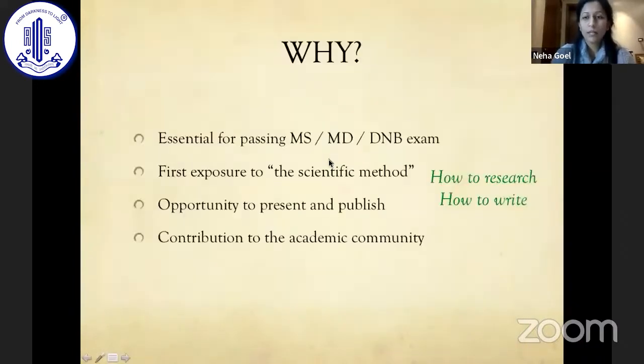So to begin with, why do we need a thesis and why do we need this talk? Your thesis is essential for passing your post graduation exam, be it your MS, MD, or your DNB. And it's your first exposure to the scientific method. We've been talking about reading papers, about writing papers, and thesis. There's no better way than doing a thesis to get to the bottom of it.